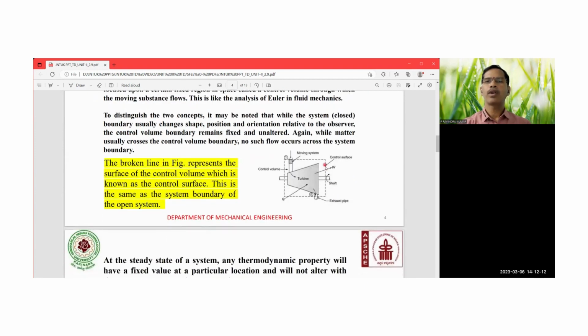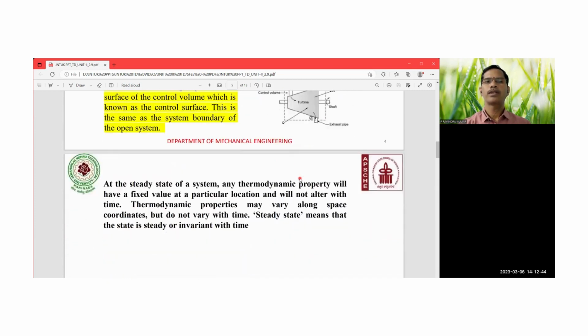Here the broken line, that is this dotted line, represents the surface of the control volume, which is known as the control surface. From the control surface, mass transfer is taking place and also energy transfer is taking place. This is the same as the system boundary of the open system. Hope you understood the control surface, boundary, control volume, and control mass. All these are connected to the various systems.